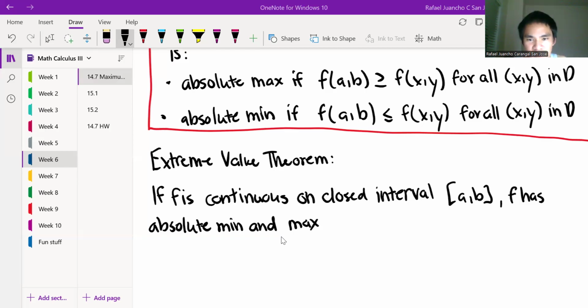Okay. A boundary point of D is a point (a, b) such that every disk with center (a, b) contains points in D and also points not in D. So that's interesting.